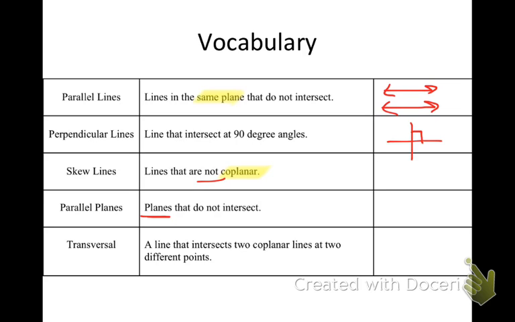A transversal is a line that intersects two coplanar lines at two different points. So let's say if I have two lines there, that black line would be my transversal. So the transversal is just a line that intersects two lines at two different points. All right, so just a line that intersects some other lines. Transversal.